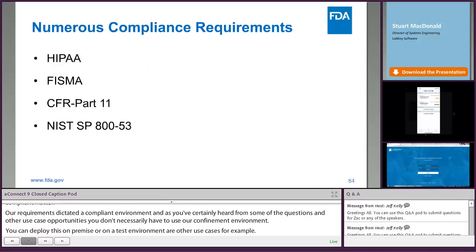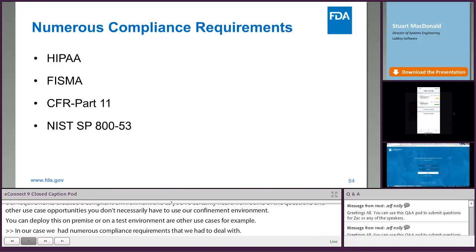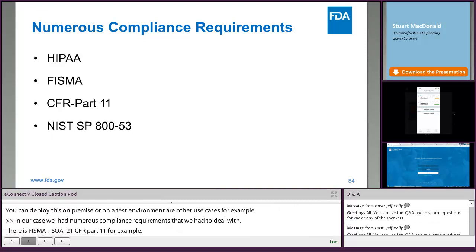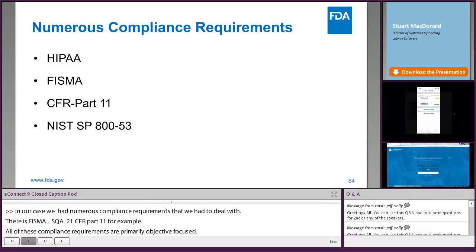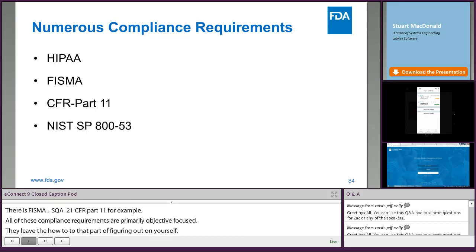So in our case, we had numerous compliance requirements that we had to deal with. There's HIPAA, FSMA, 21 CFR Part 11, for example, and all of these compliance requirements are primarily objective focused, and so they kind of leave the how-to to you to figure out on your own. And so as you dig a little deeper, trying to figure out what all of these requirements require, you're often referred to the NIST Special Publication 800-53.